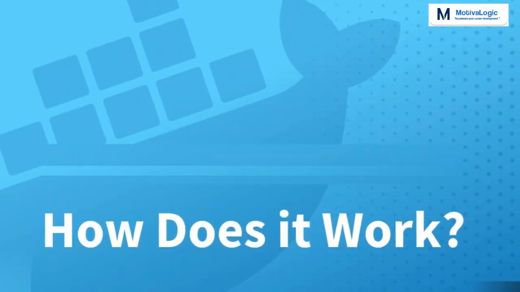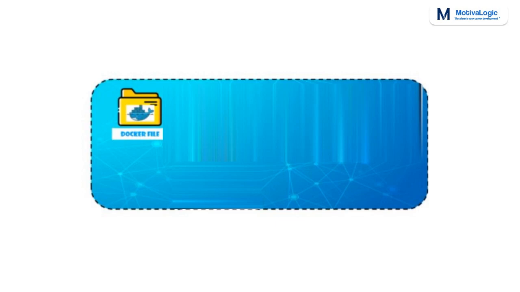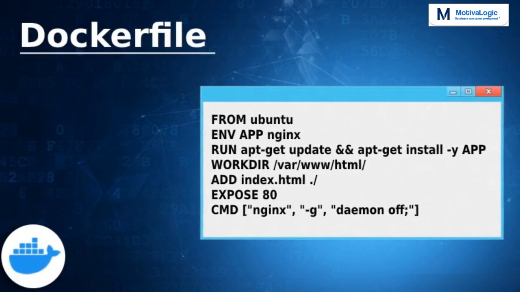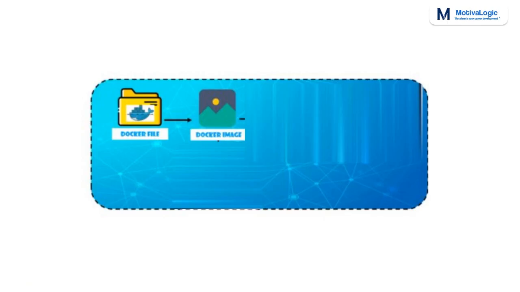How Docker works: building, deploying, and running containers. 1. Building an image. You start with a Dockerfile, a text file that contains a series of instructions on how to build your Docker image. The Dockerfile specifies the base image, for example, Ubuntu, the application code, dependencies, and any other setup instructions.